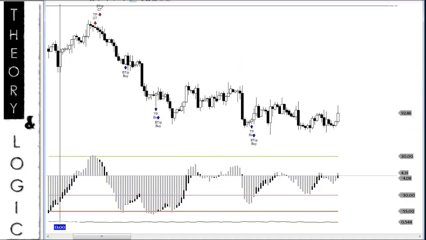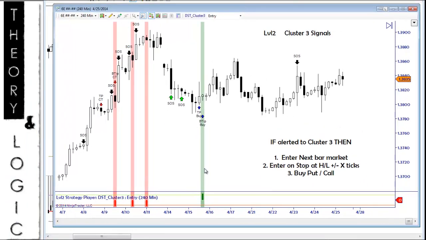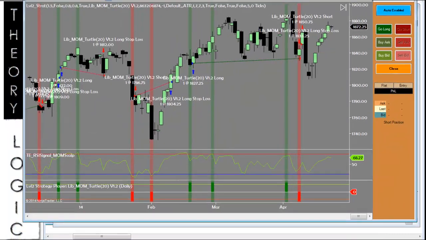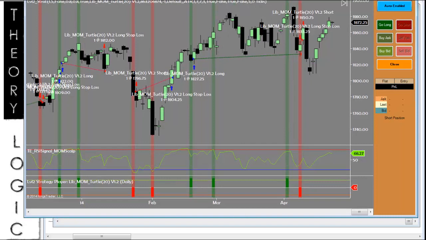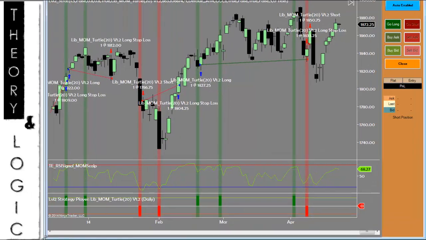Exactly. Then we go to the cluster 3 right here. Again, if alerted to the cluster 3, now I say I want to see the turning point and the black tip can occur on the next bar or one bar later. We could go a cluster 4, 2 bars later, cluster 5, and so on. So we can loosen these as well. And then the final level is I can attach that to a signal like we've done right here. And that signal can have an exit on it as well.